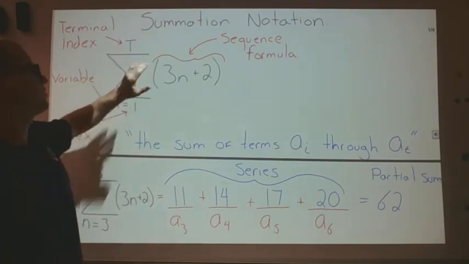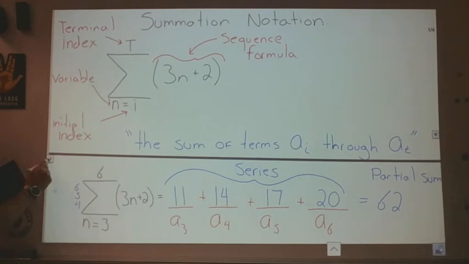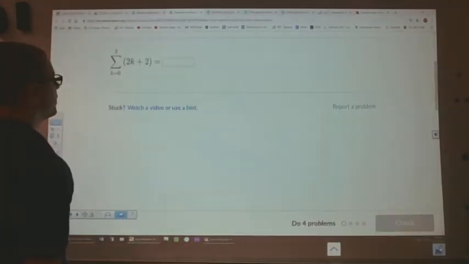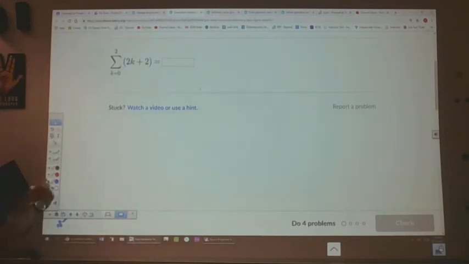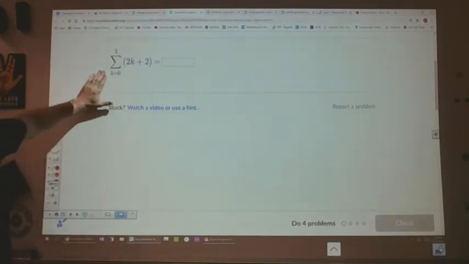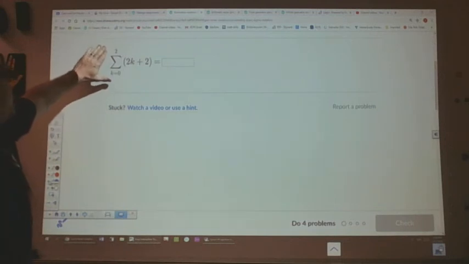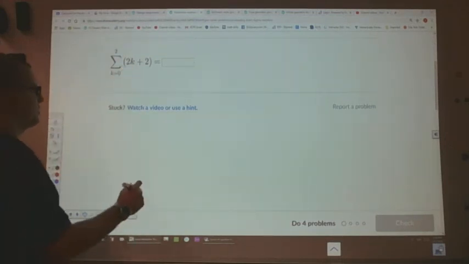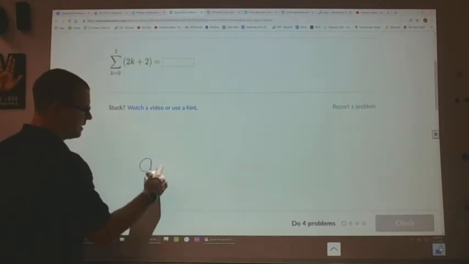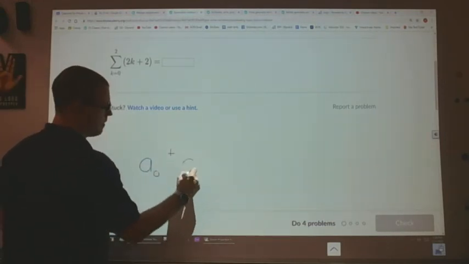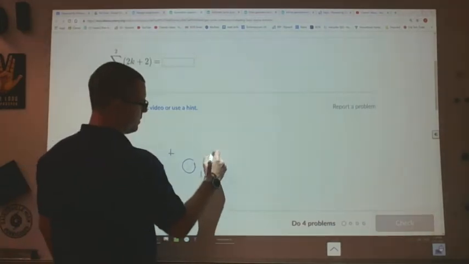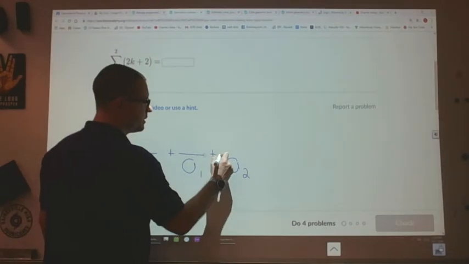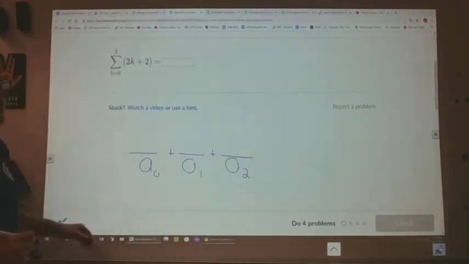Okay. So let's look at a few examples of that. Here we go. This is from the summation notation intro on Khan Academy. It wants us to add from 0 to 2 of 2k plus 2. So we need to find a sub 0, a sub 1, and a sub 2. And we get those just by plugging them into the sequence formula they gave us.